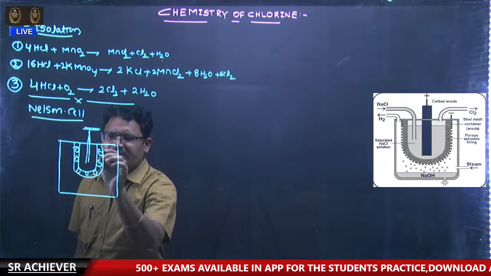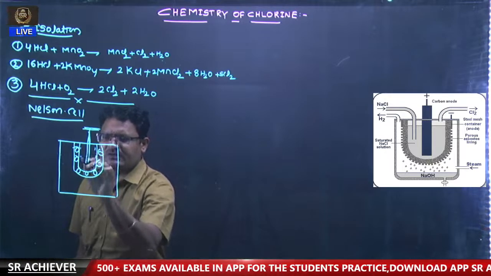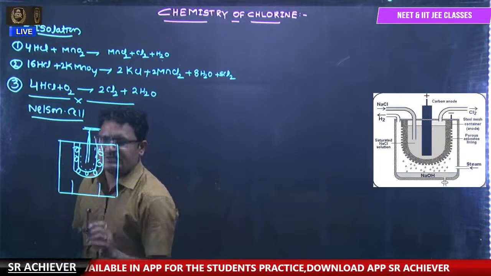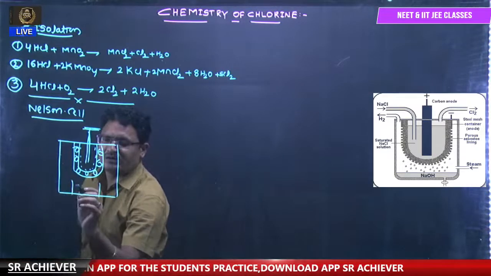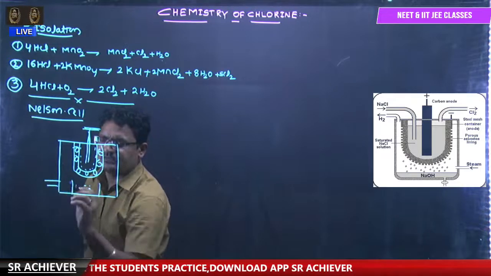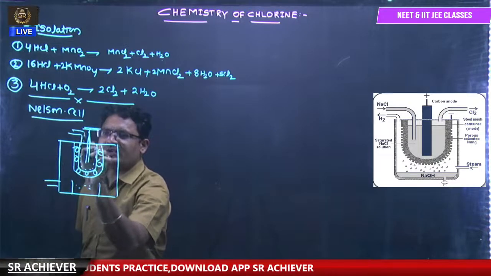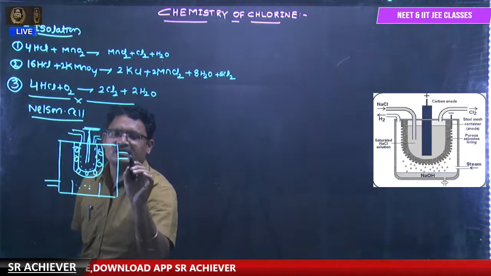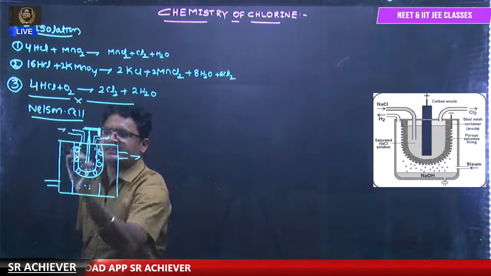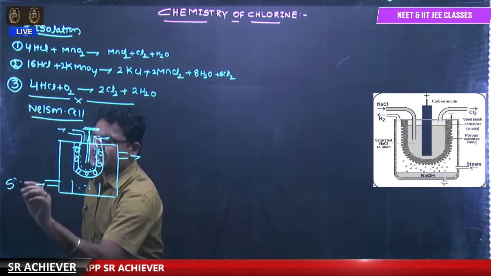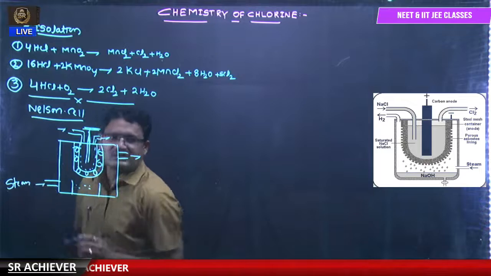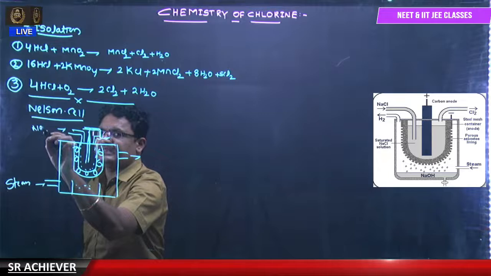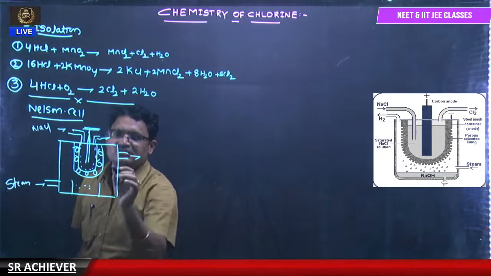Here is the heating coil, and asbestos lining on the side of the tube. This is the receiver. There is an open system with inlets and outlets. When steam is sent in, and brine, that means NaCl, is sent in here.